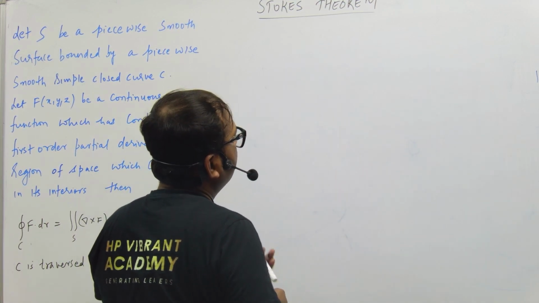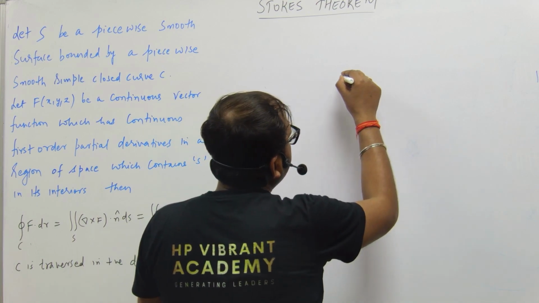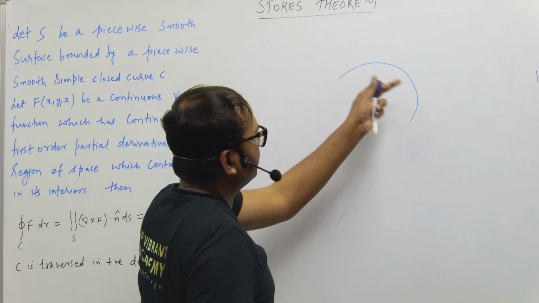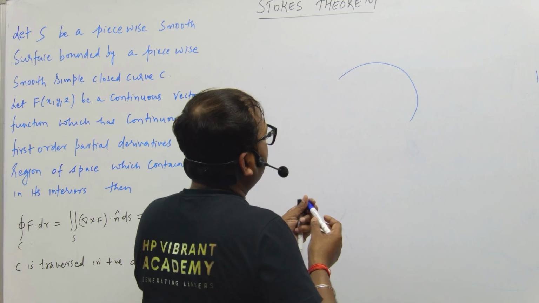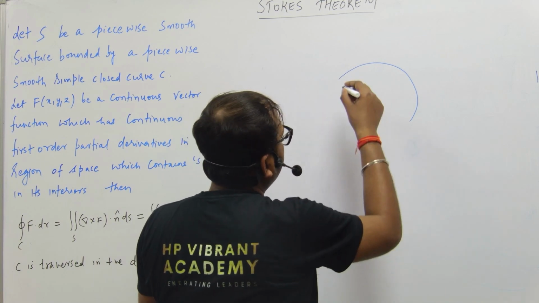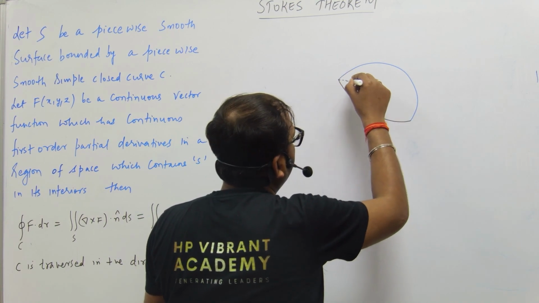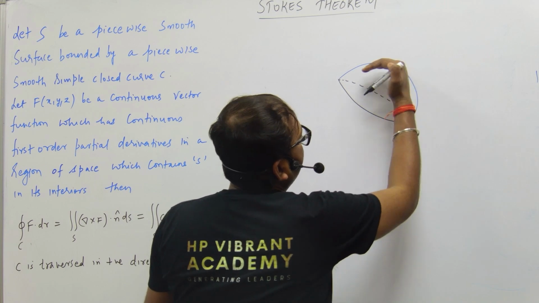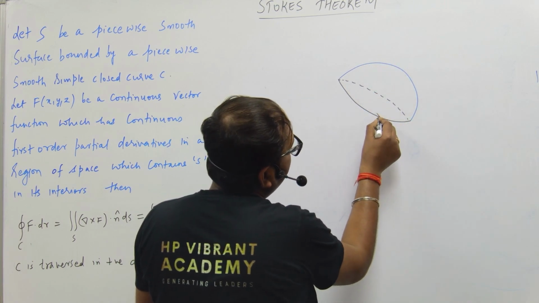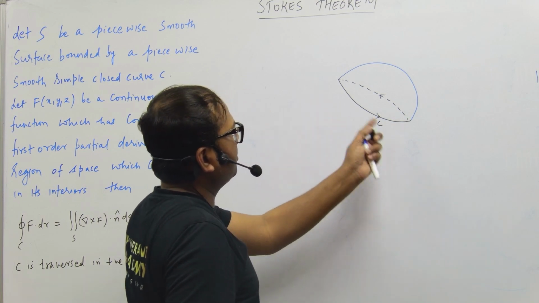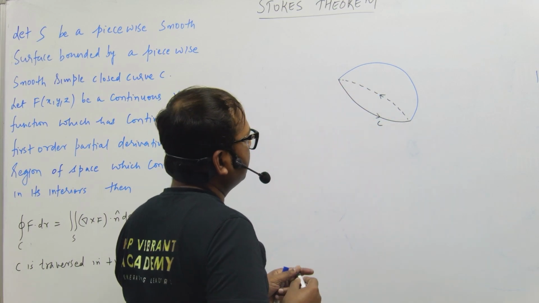Let us take a surface, and this surface S is being bounded by a curve C. Let us draw the curve C. This is our surface, and this is our curve C. Curve C is bounding the surface S.